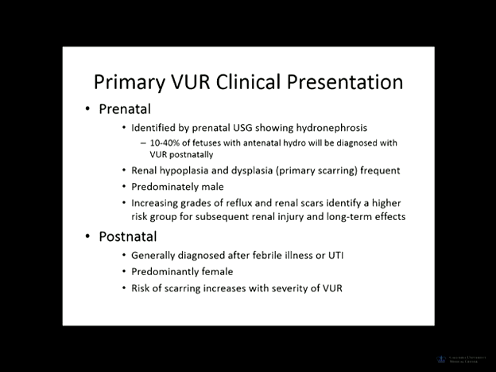Primary scarring is frequent, so the kidney will be hypoplastic, small, or dysplastic with abnormal structure. It happens more often in male than female, and the grade of reflux and the number of renal scars will identify a risk group that has a higher predisposition to kidney disease, renal injury, and even end-stage renal disease. Sometimes this is diagnosed postnatally instead, and usually there's a febrile illness, which is usually a urinary tract infection, and postnatally it's predominantly female.